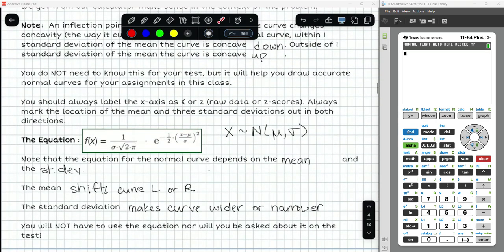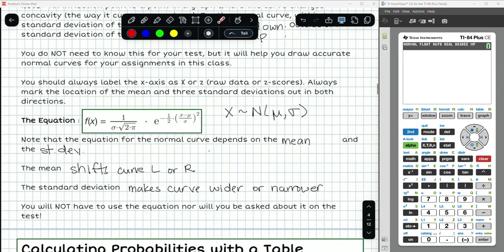So where I sit on the number line comes from the mean, how wide or narrow my bell shape is comes from the standard deviation. You're never, again, going to be asked to use that equation. I'm not going to ask you that on a test, but it is important to know what the mean and standard deviation do to the shape of the normal curve.